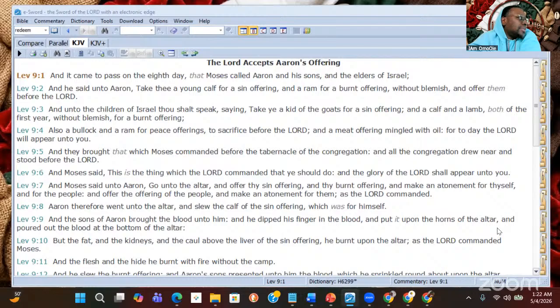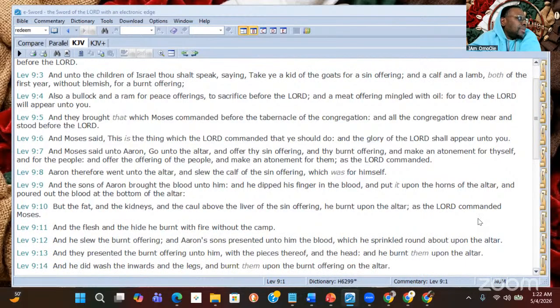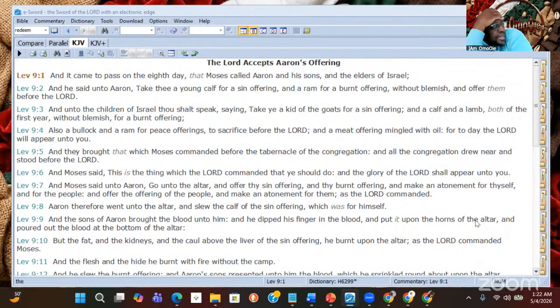Jehovah accepts Aharon's offering. And it came to pass on the 8th day that Moshe called Aharon and his sons and the elders of Israel. So did he call on the 8th day. Moshe called Aharon, which is the high priest, his sons, which are the priests, and then the elders.